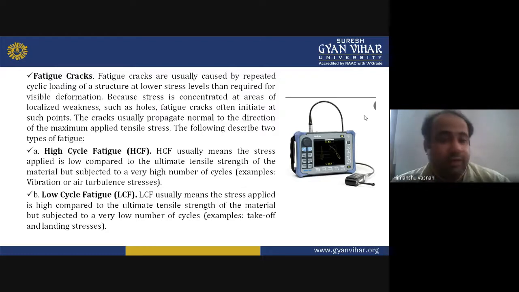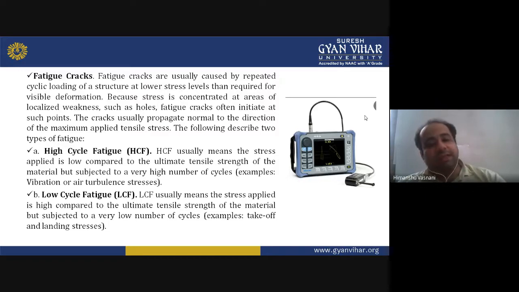The following describes two types of fatigue: high cycle fatigue (HCF) and low cycle fatigue (LCF). HCF usually means the stress applied is low compared to the ultimate tensile strength of the material, but subjected to a very high number of cycles. Examples are vibration or turbulence stresses.